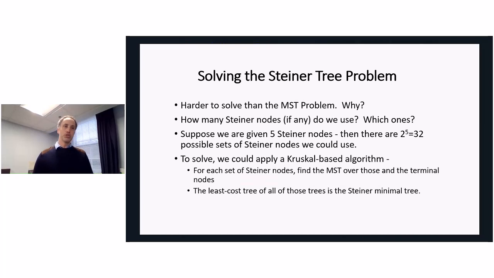So to solve it, what you could do is say, okay, I'm not going to use any. Let me find the minimal spanning tree. Okay, I'm going to just use the first Steiner node. Let me find that minimal spanning tree. Now I'm only going to use the second one. Find that tree. Now I'm going to use the first and second. So you find the tree for all of these, and then you get 32 different trees. Again, these are minimal spanning trees. We're saying that node's definitely going to be included.